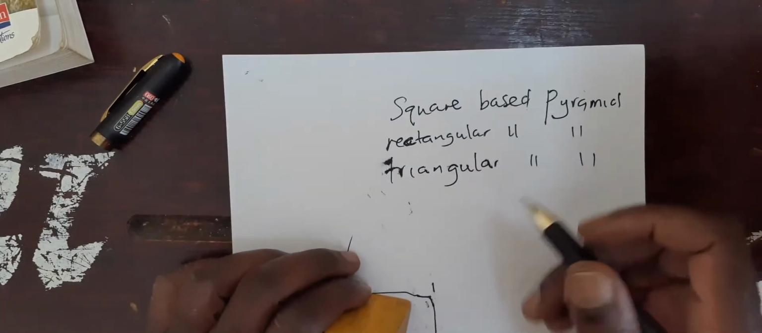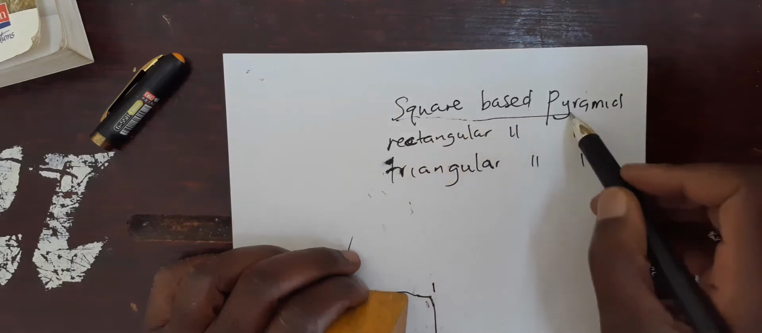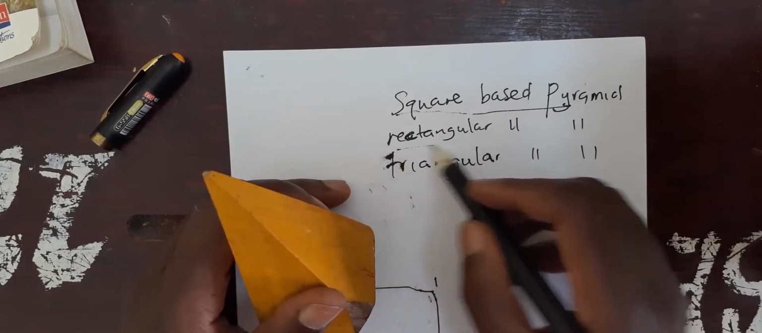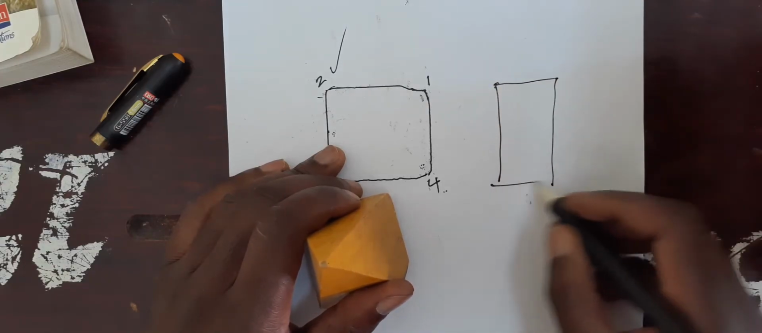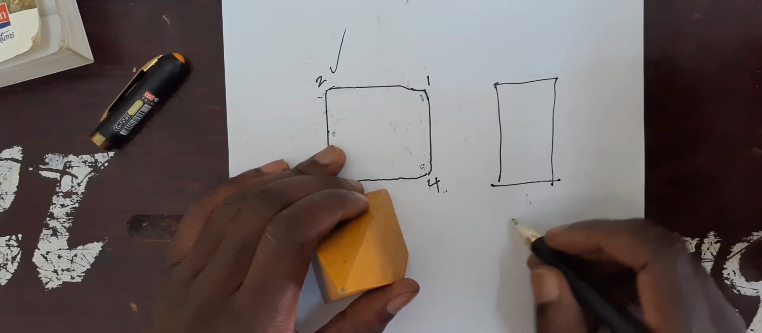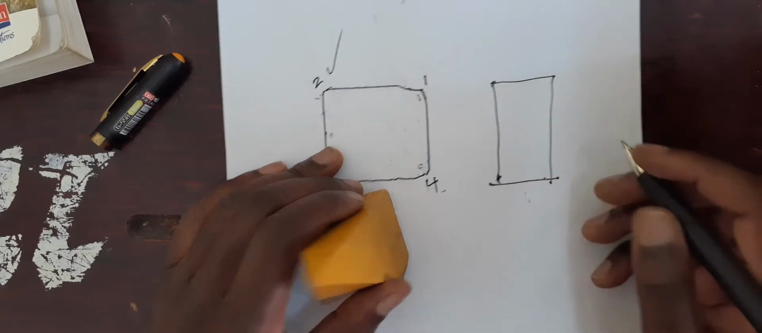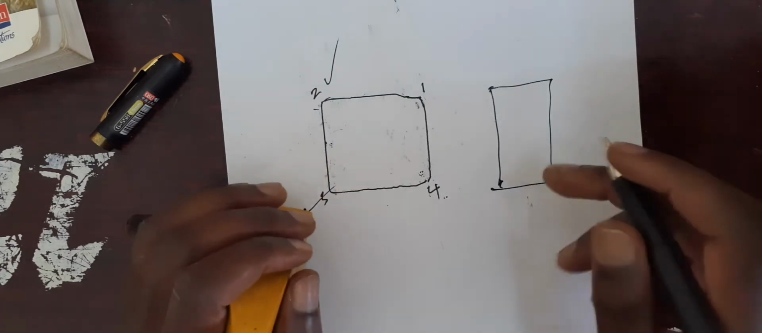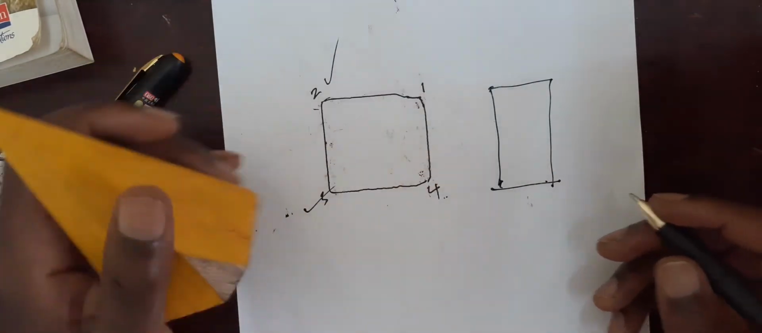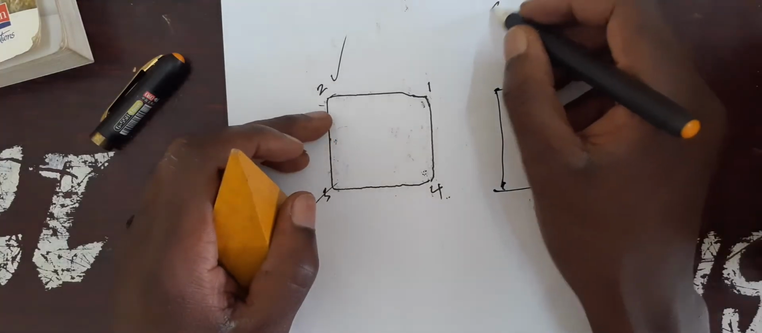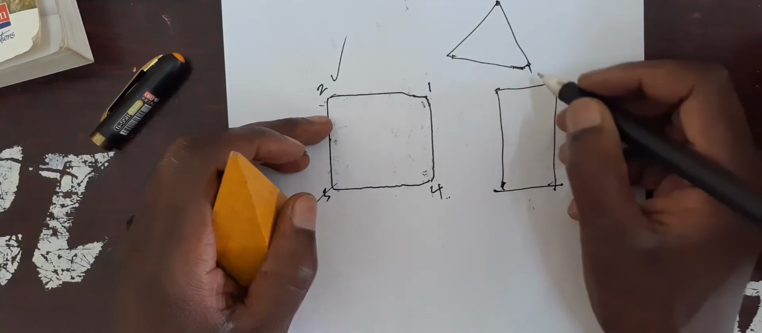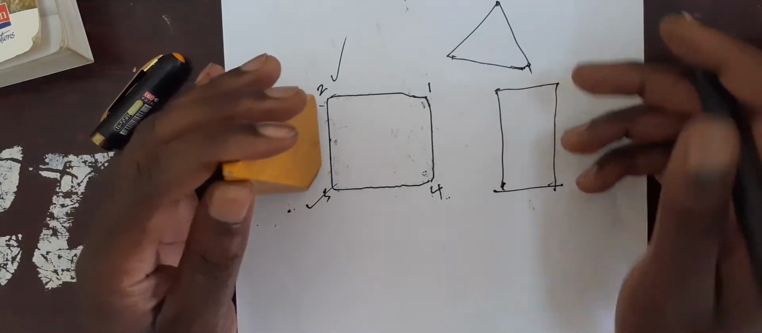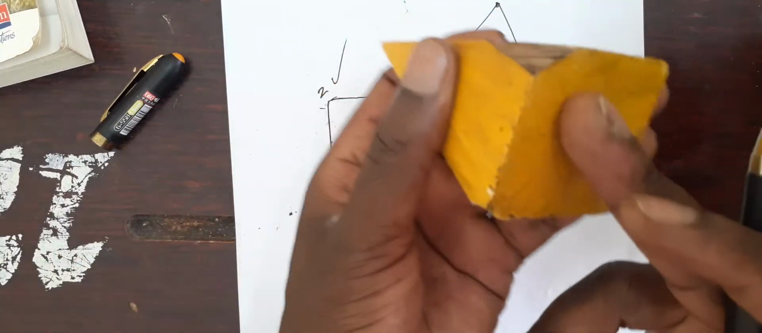And remember, I did mention for the square based, this is what I demonstrated. The rectangular base, what are we talking about? The base is going to be a rectangle. So it will only have 2, as opposed to this case. What about the triangular base pyramid, where the base here is a triangle?